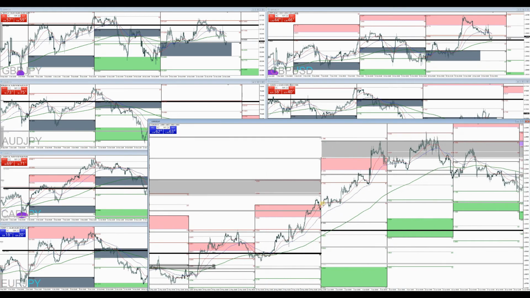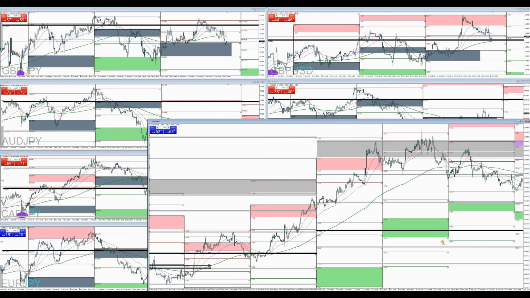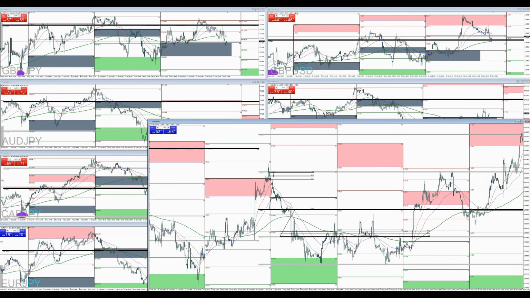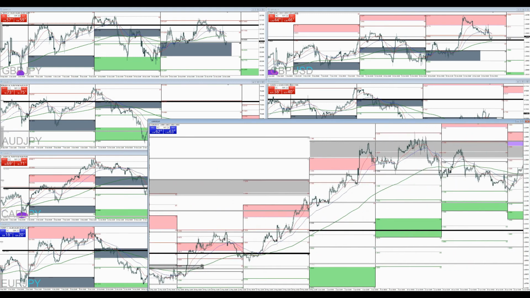Alright, so we come in for the next month here and blow right through. You know what, I never took the distance between these guys here, so let's go ahead and do that now. It's going to be a 7 pip difference. So we do have a setup here.